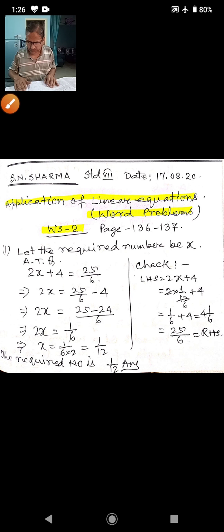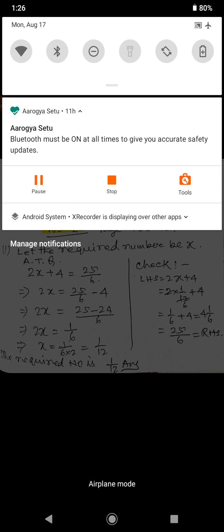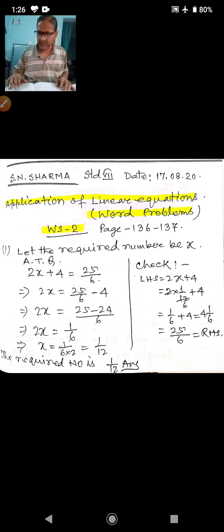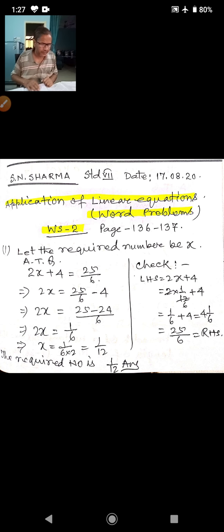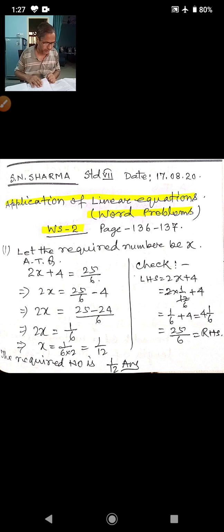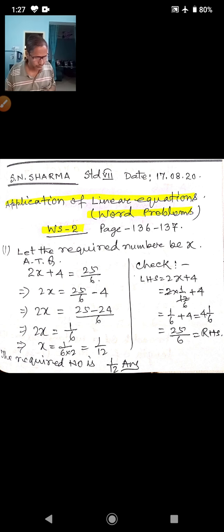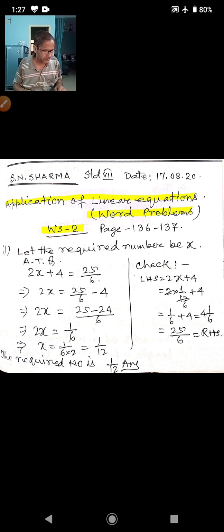Good morning, students. Today I will discuss the application of linear equations, that is, word problems. The following steps should be taken while you solve any word problem. First, read the given problem very carefully and note what is given and what is required.